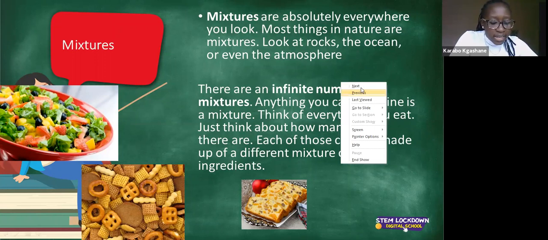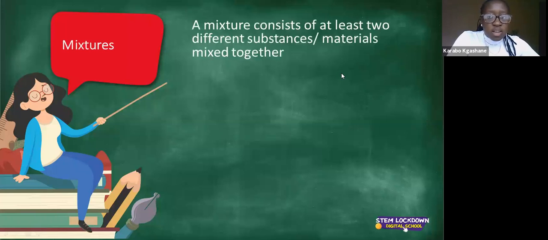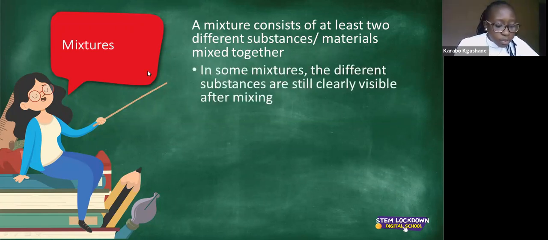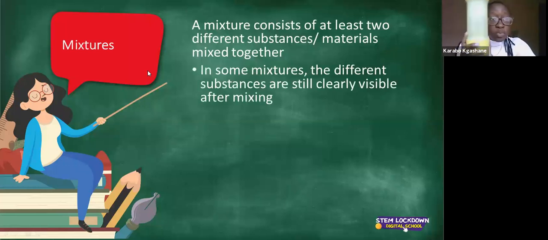Right, next slide. Going to carry on with our mixtures. A mixture consists of at least two different substances mixed together. All right. In some mixtures, the different substances are so clearly visible after mixing. Now, if we look at this, I've been drinking some water. I mean, you can't take a wild guess whether in this bottle is water and sugar or water and salt. You wouldn't know. But this would be what we call a solution because you cannot see what is inside the bottle.